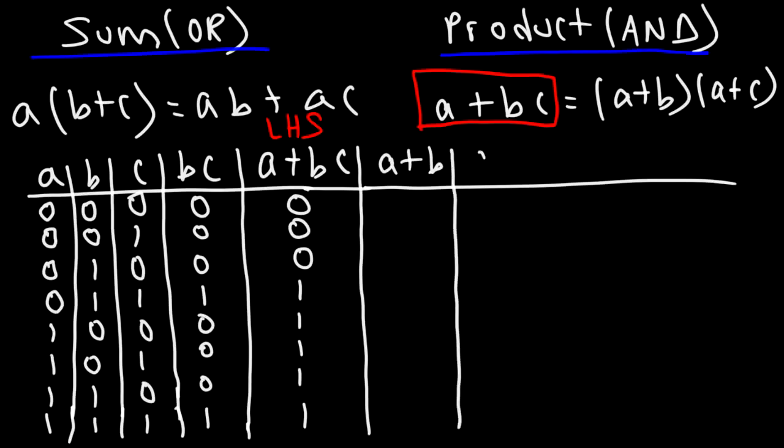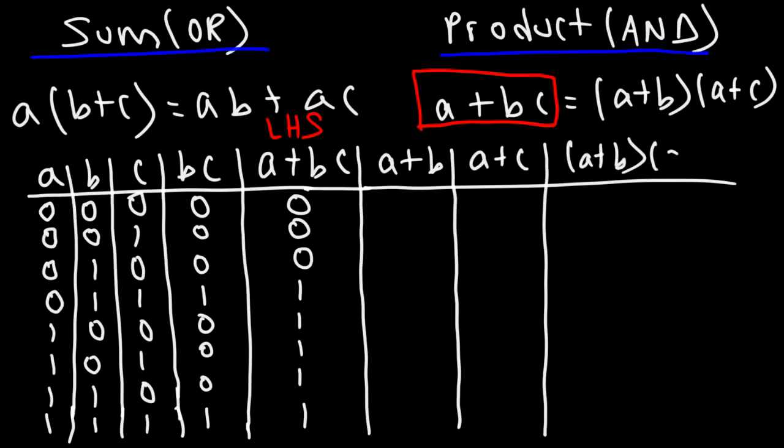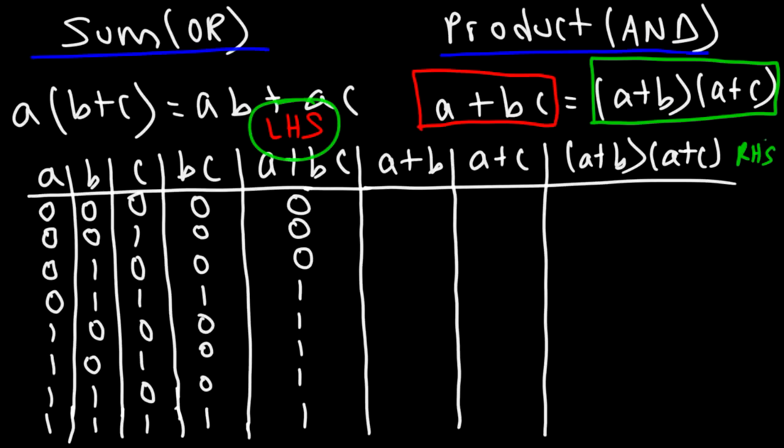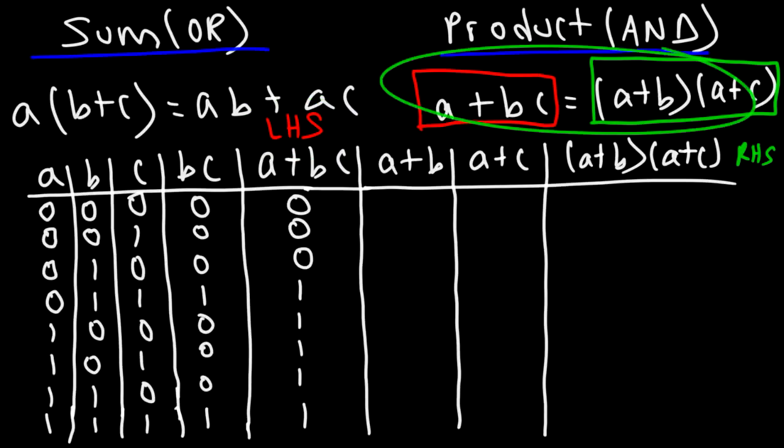And then we're going to have a column for a plus c. And then the last column will be a plus b times a plus c. And so this is going to be the right-hand side. Our goal is to prove that the left-hand side is congruent to the right-hand side. If they're the same, then we've proven that this property is true using the truth table.